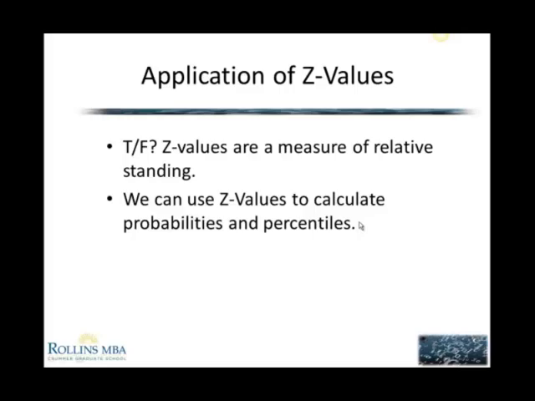and based on our empirical rules, we can calculate roughly what proportion of the distribution falls below that value or above that value. We can do that using our empirical rules, or as we'll see shortly, we can do that very accurately using some functions in Excel that essentially do the calculus for us in calculating the area underneath that normal distribution curve. Can we use the z-values to calculate probabilities and percentiles? Yes.